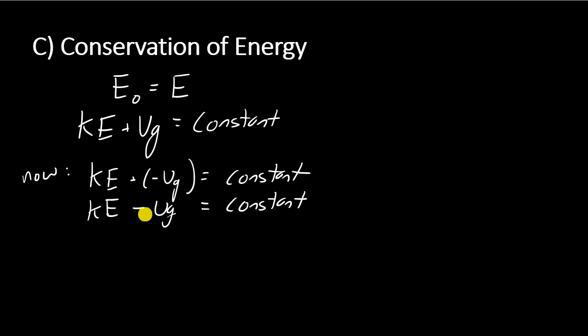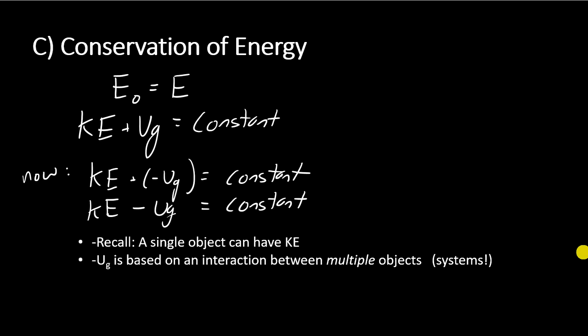But you can still apply conservation of energy. We still know when UG gets smaller, another form of energy should be getting larger. All right? We still know that when things get closer together, the gravitational potential energy should be getting smaller. None of that's changing. The last thing right here, then I'm all set. When we're looking at the energies of objects, recall that a single object has kinetic. We have to include multiple objects. We have to look at systems when discussing gravitational potential energies.